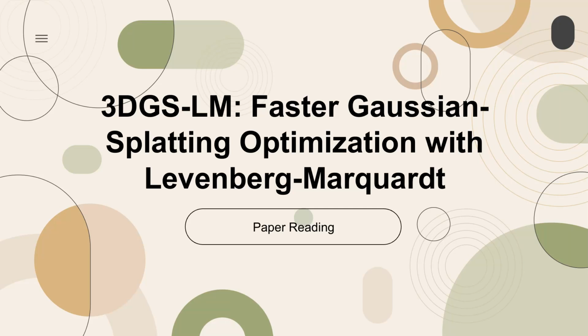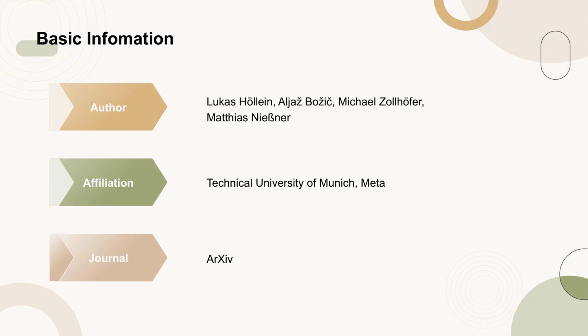Today's paper is titled 3DGS-LM, Faster Gaussian-Splatting Optimization with Levenberg-Marquardt. This paper was published on arXiv by Lukas Höllein and colleagues from the Technical University of Munich and Meta.